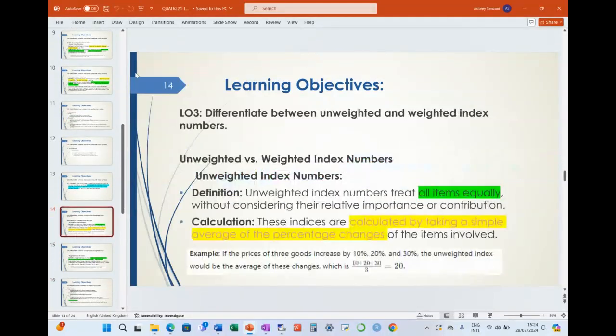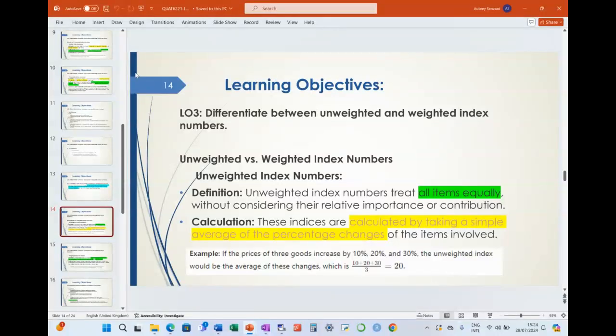Okay. All right, then here now they're just talking to weighted and unweighted index numbers. Okay, unweighted index numbers treat all items equally. We spoke on that. All right, calculation. Here you can see you've got your 3 modules, and these are the different averages across them. But here they're specifically talking to the price of 3 goods increased by 10%, 20%, and 30%. The unweighted index. Can you see?